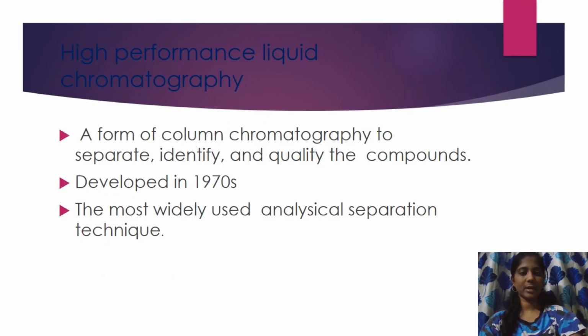High performance liquid chromatography is a form of column chromatography used to separate, identify, and quantify compounds. Developed in the 1970s, it is the most widely used analytical separation technique.